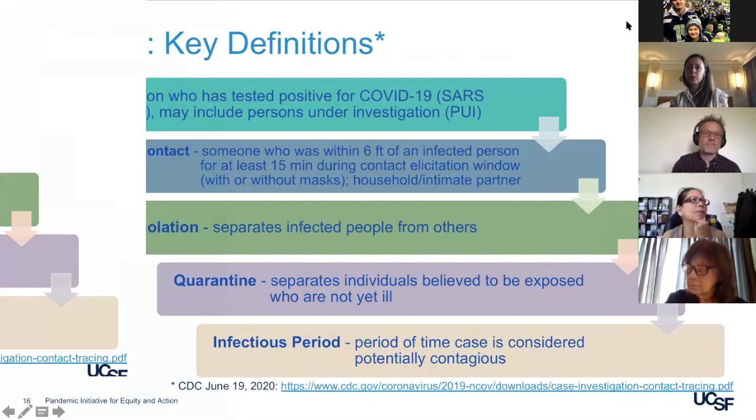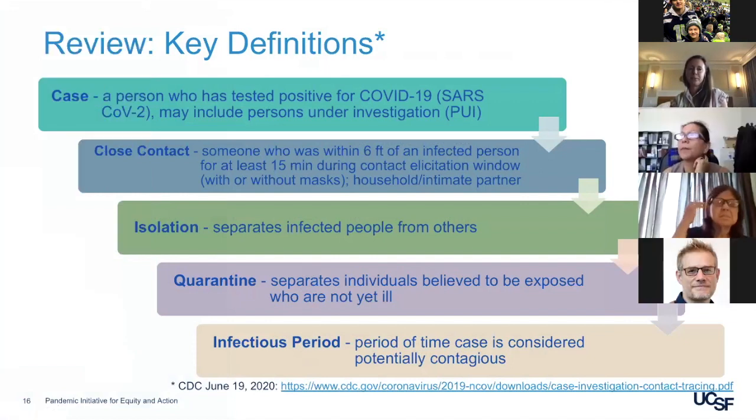So we're going to continue, just flashing this key slide that we also looked at yesterday, reviewing our definitions of a case and a close contact. I think we have those down. And then isolation separates the infected people from others. This is for cases, they're already infected, so we want to isolate them so that they cannot infect anyone else. So we're going to get into the isolation time period.